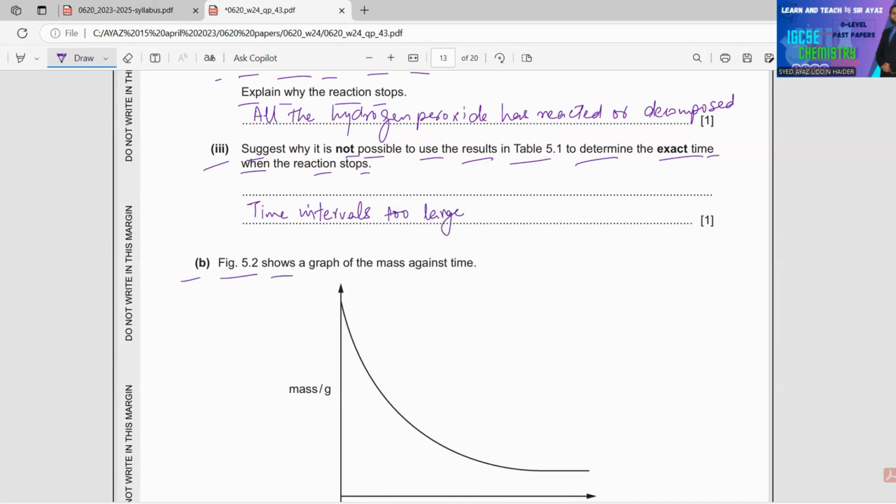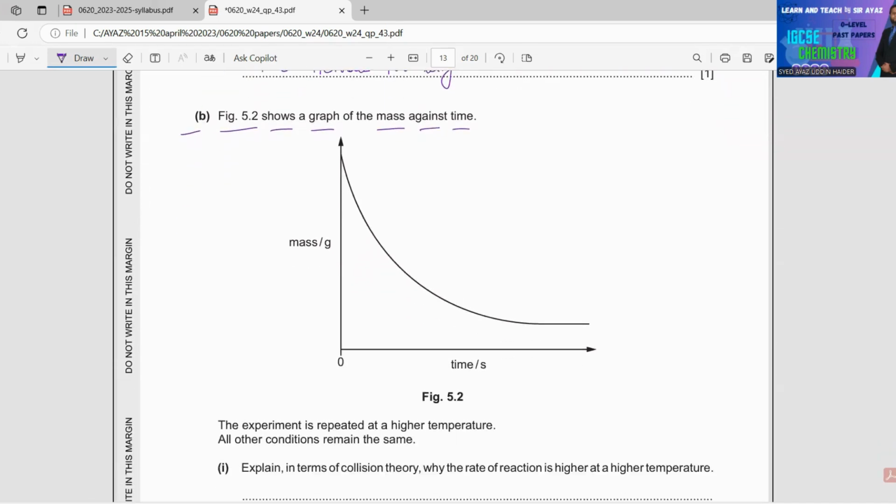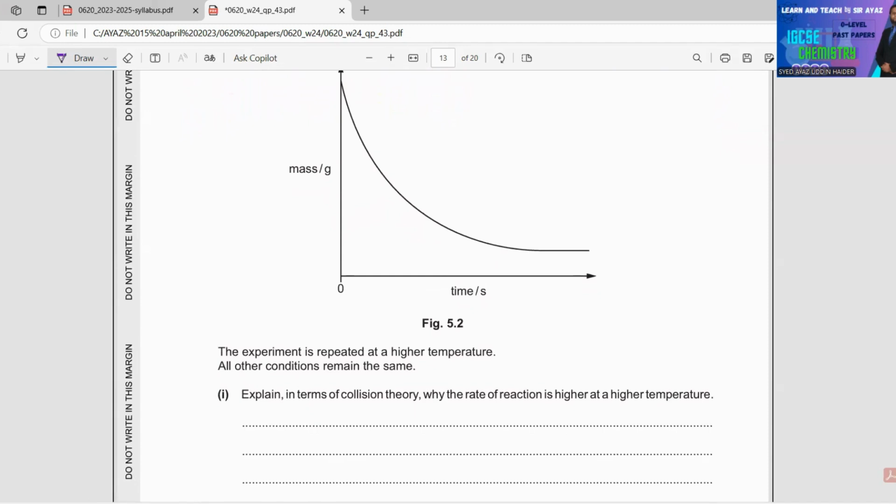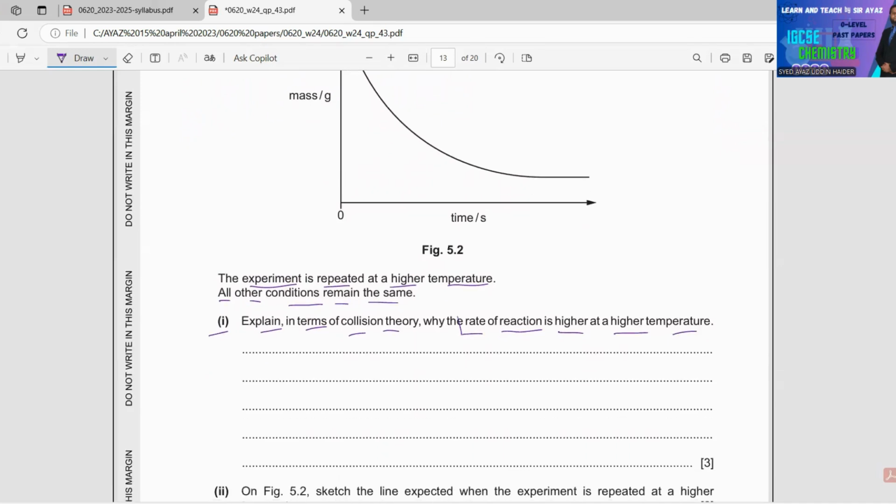B. Figure 5.2 shows a graph of the mass against time. So here's the graph of the mass. The experiment is repeated at a higher temperature. All other conditions remain the same. Number 1, explain in terms of collision theory why the rate of reaction is higher at higher temperature. Now they have already mentioned that the rate is higher at higher temperature, and you have to explain in terms of collision theory.